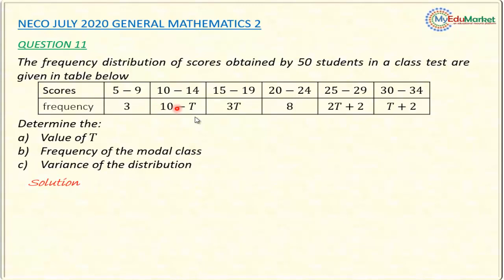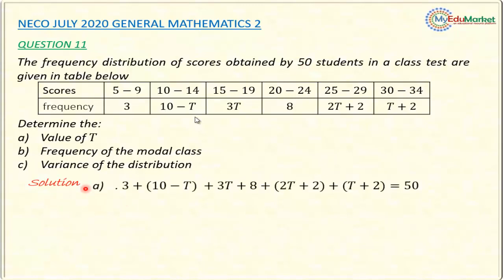The total of the frequencies would be exactly equal to 50, because we were told that it is 50 students. So I'll use that to find the t. I'm going to add the frequencies: 3 plus 10 minus t plus 3t plus 8 plus 2t plus 2 plus t plus 2, and this must be equal to 50 because it is 50 students altogether.